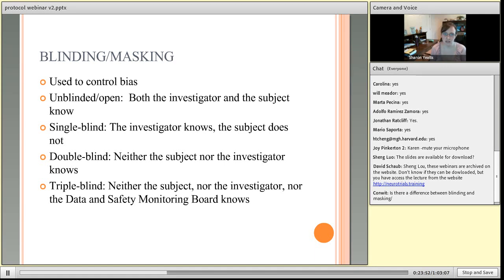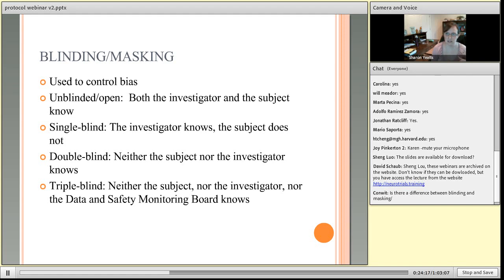In a single blind case, the investigator knows, but the subject does not. And this issue of bias is still present. It's just that it might manifest in a different way. So in this case, if my doctor knows that I was randomized to the control arm, he might prescribe different concomitant medications, maybe to help with my symptoms, maybe to help get me to the outcome he thinks I should achieve.